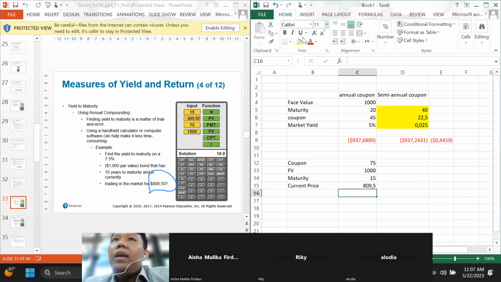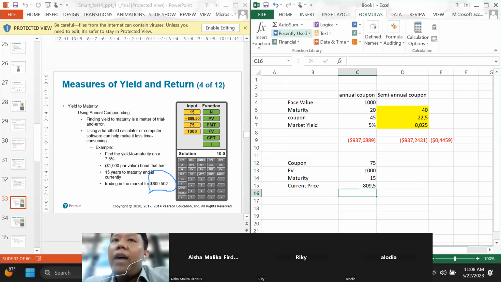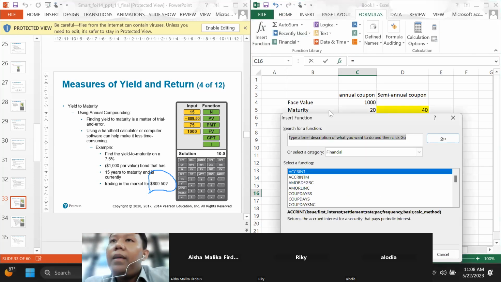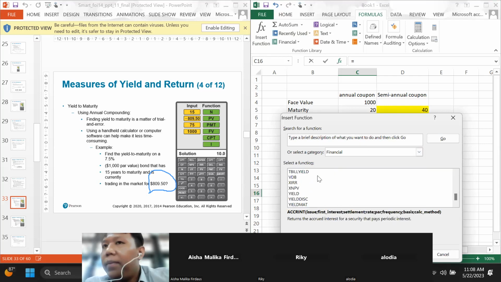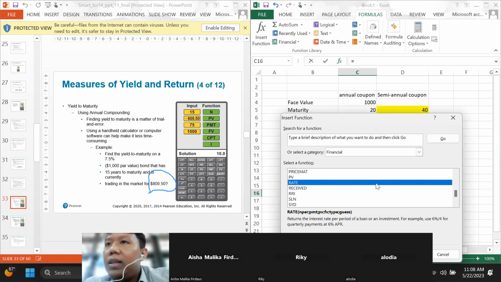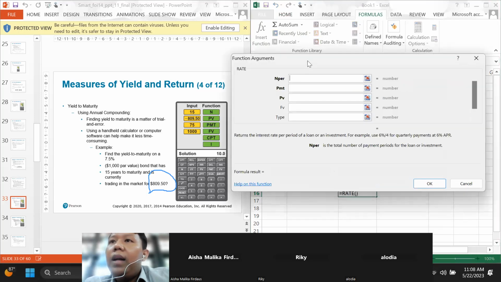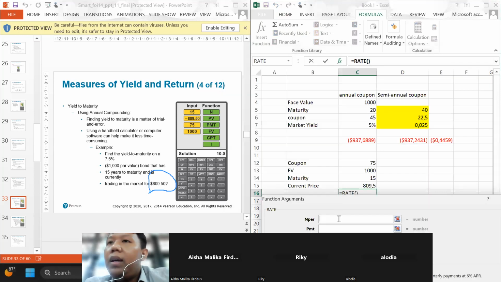So simply go to the Formulas tab, and then we have a function here. Go to Financial and go to RATE. This is the rate function. So we have several things that we need to input. First, NPER. NPER means the number of periods. So this is the maturity.